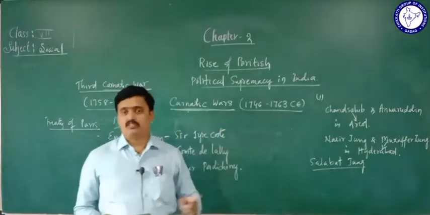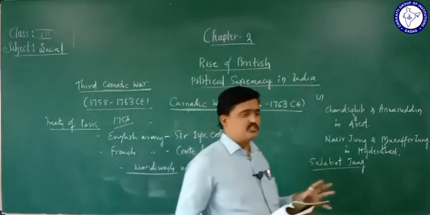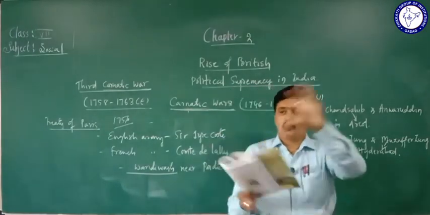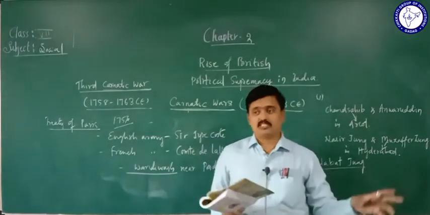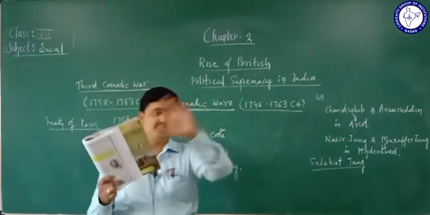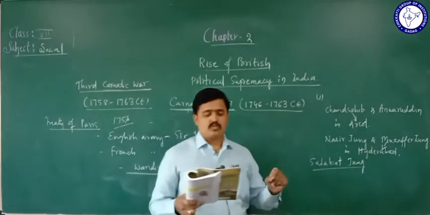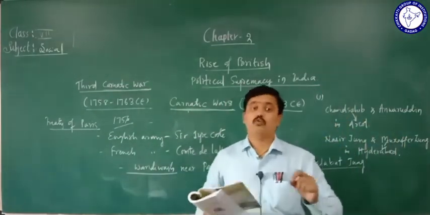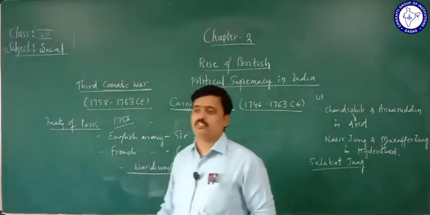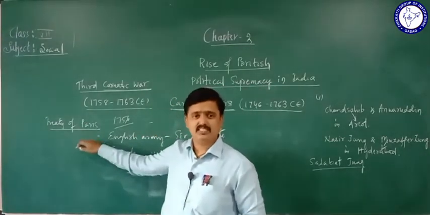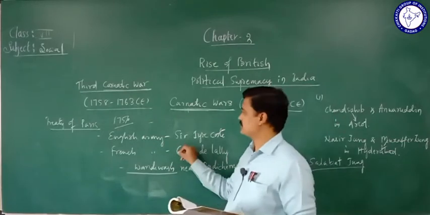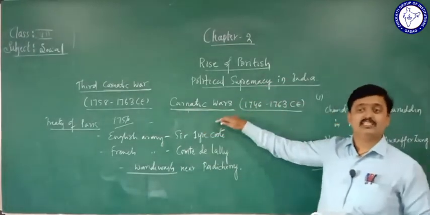So after the Third Carnatic War, the British emerged as the most powerful force among all the Europeans in India. Europeans means, as we studied in the first lesson, the Portuguese, Dutch, British and French. Among all of them the British emerged as the most powerful force. These were the results of the Third Carnatic War, which ended by the Treaty of Paris in 1763. These were the wars between the British and the French.